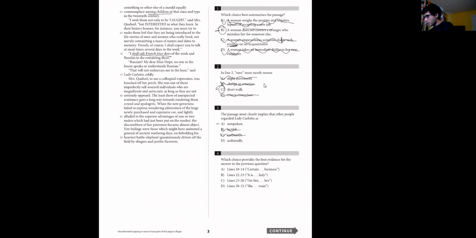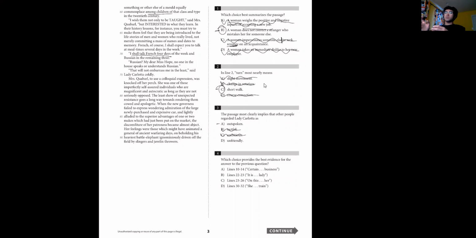Okay. So for that, the answer there, I'm assuming, will be B. So which leads us, or I mean A, I'm sorry, which leads us to number 4. Which choice provides the best evidence for the answer to the previous question? So typically for these type of questions, all the time, they'll give you 4 options with different line segments.